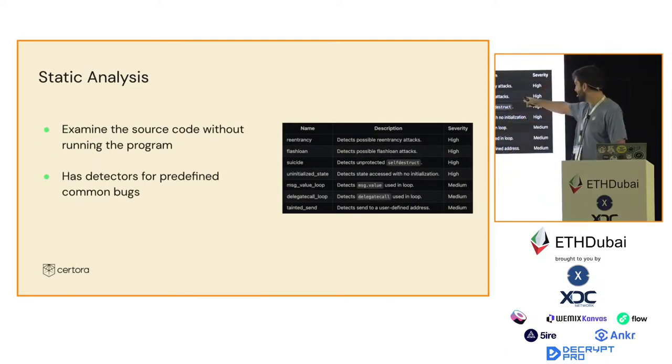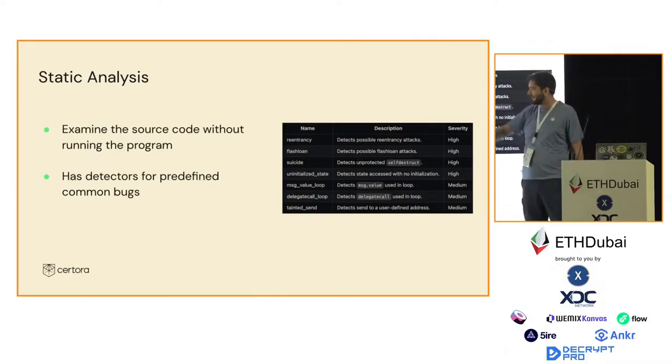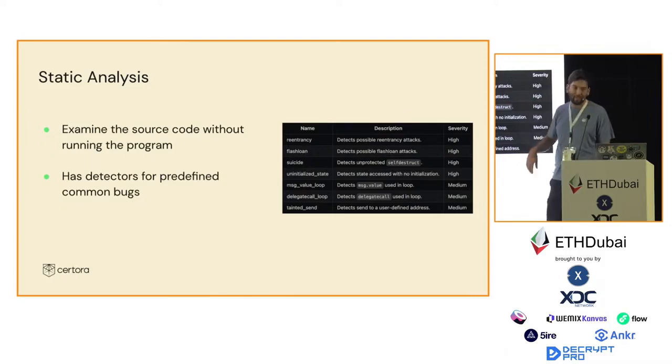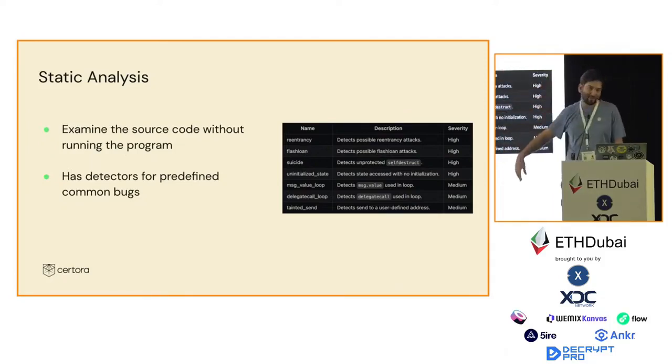Let's look at this example. This was taken from Veridice's website. So we can see that they check for reentrancy, or check for access to uninitialized state variables, and so on and so forth. There is a list.